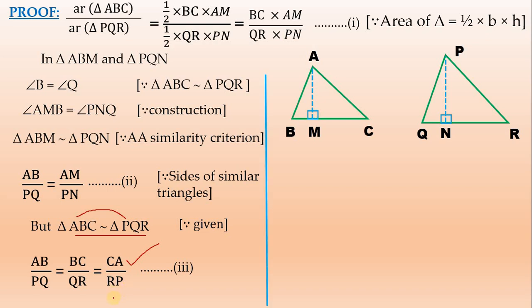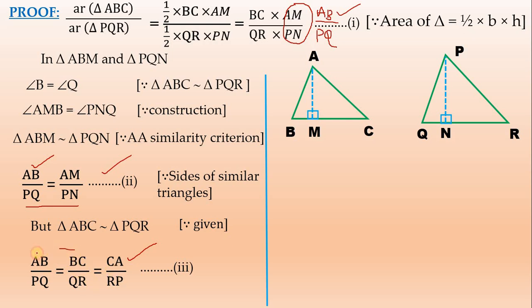Now compare all three equations. Equation 1 is here. Equation 2 is here. And equation 3 is here. Now understand very clearly, children. So in the place of AM by PN, can I write AB by PQ? Yes, because here I have proved AB by PQ is equal to AM by PN. Now you just understand here, what is that? AB by PQ is that. But now look at equation 3, children.